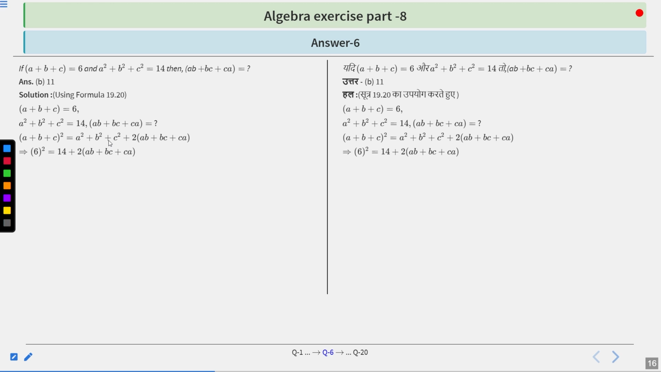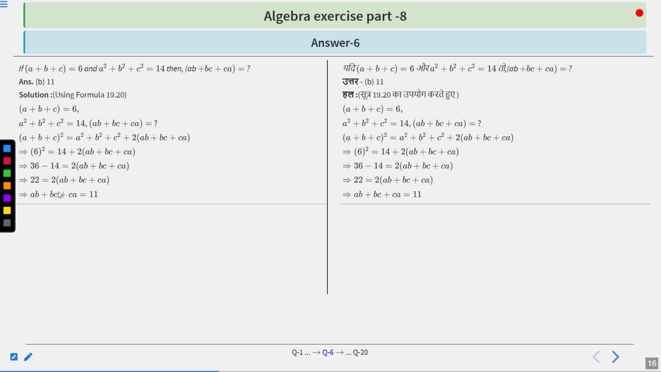This whole thing was given in the question, that is 14. So, 14 plus twice of (ab plus bc plus ca). 6 square is 36. Taking 14 to the other side, it becomes minus 14. That is equal to twice of (ab plus bc plus ca). 36 minus 14 is 22. Therefore, 22 is equal to twice of (ab plus bc plus ca). Then ab plus bc plus ca is going to be equal to 22 upon 2, that is 11. That means option number B is the correct answer.